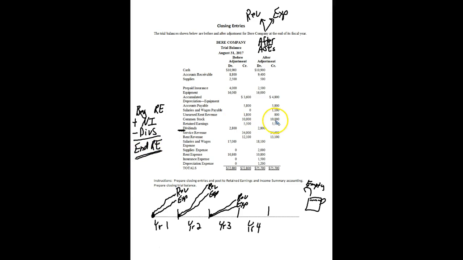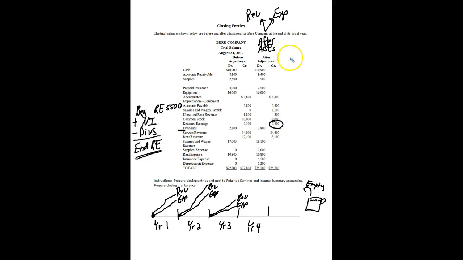Right now, we haven't updated retained earnings for that. This 5,500 is really the beginning retained earnings. We have not added in net income from revenues and expenses. We have not subtracted out this $2,800 dividend. So currently, we do not have the correct amount at the very end of the accounting period for retained earnings. So we are going to go through the closing process.